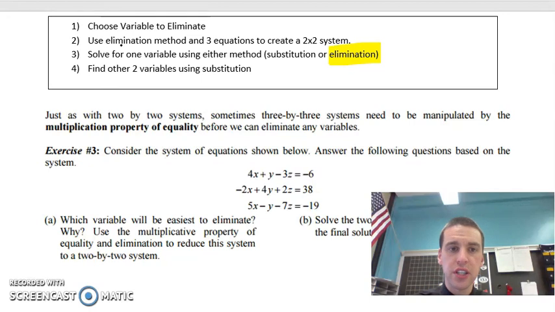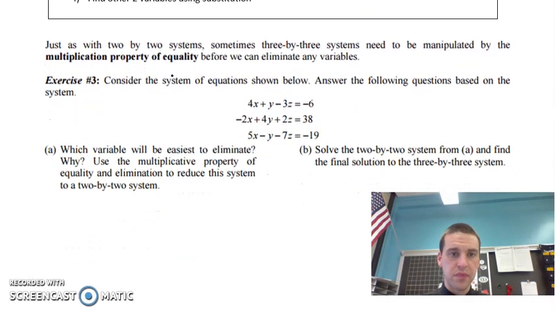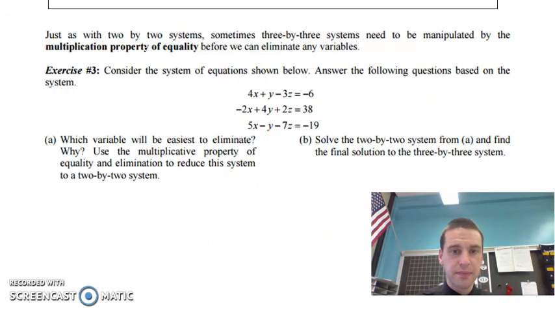Choose a variable to eliminate, use the elimination method on 3 equations to create a 2x2 system. Solve for one variable using either method, again I use elimination, and find the other 2 variables using substitution. So the last example here.